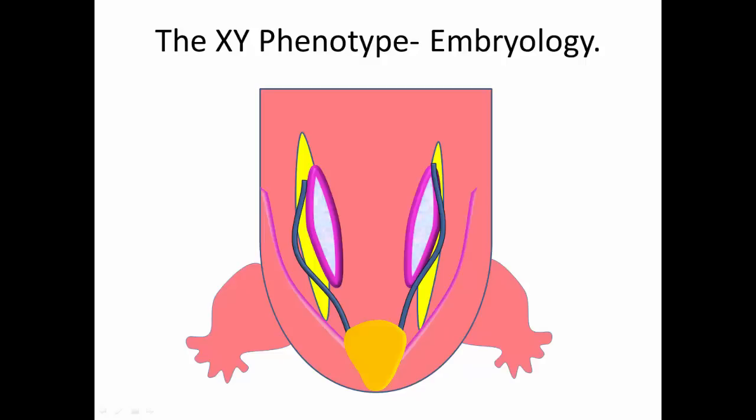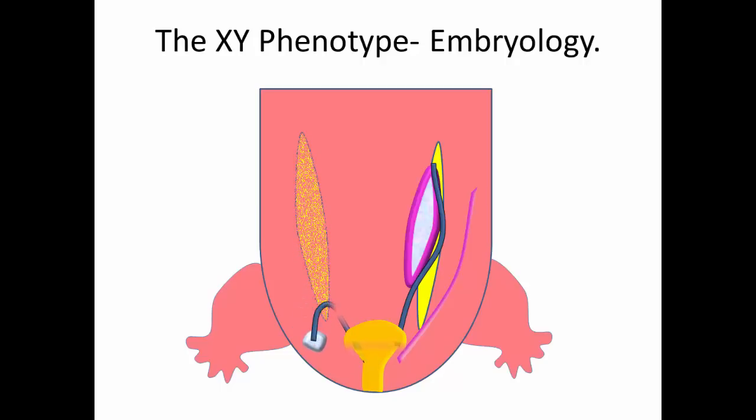So I've made this cartoon of the XY phenotype development, and as you recall, we're going to make something called anti-Mullerian hormone, and so that will cause the Mullerian duct to go away. So we're losing our paramesonephros. The other thing that's going to occur is that we're going to start making a gonad. And in this case, we're making the male gonad or testicle. And that will begin to descend down lower into the pelvic cavity.